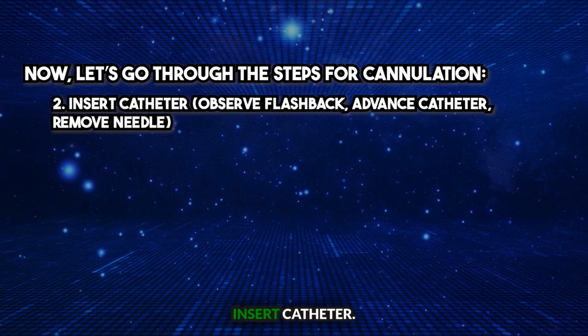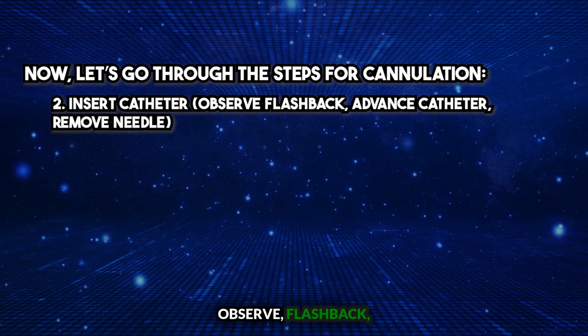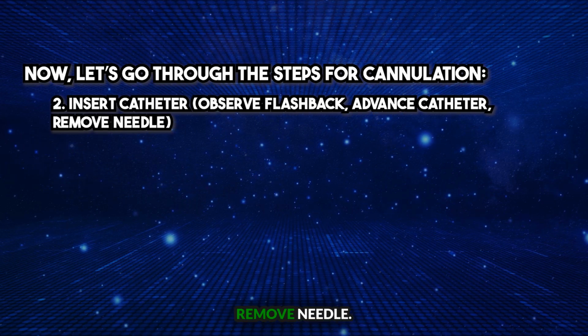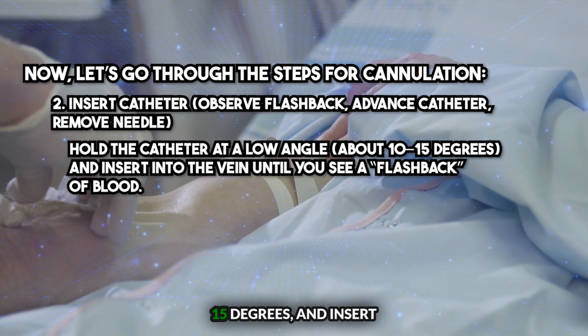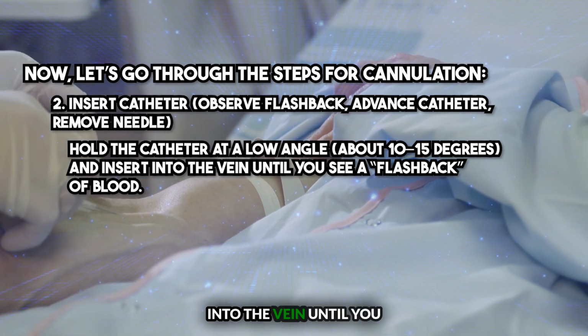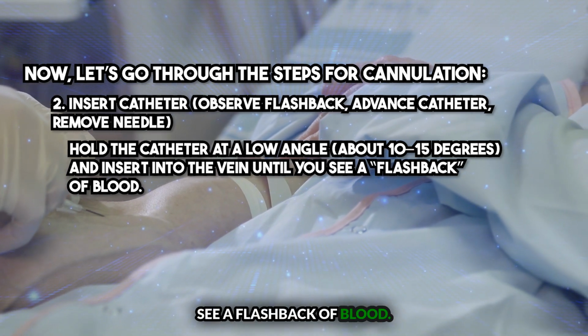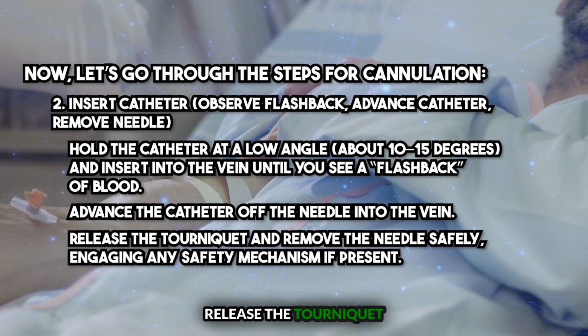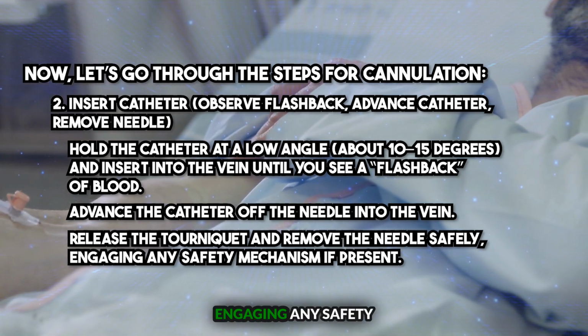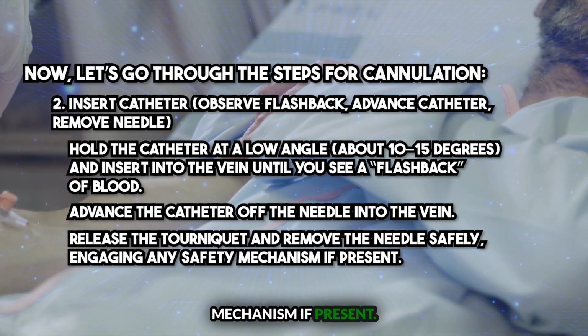2. Insert catheter. Observe flashback. Advance catheter. Remove needle. Hold the catheter at a low angle, about 10 to 15 degrees, and insert into the vein until you see a flashback of blood. Advance the catheter off the needle into the vein. Release the tourniquet and remove the needle safely, engaging any safety mechanism if present.